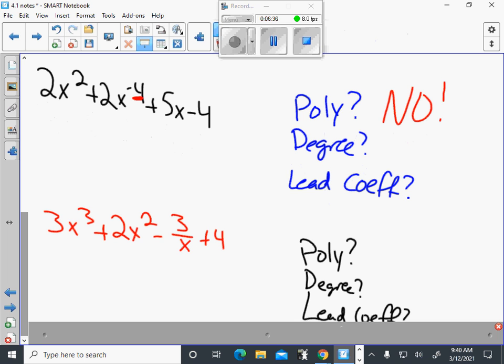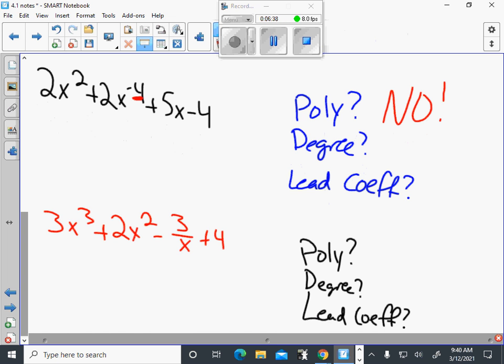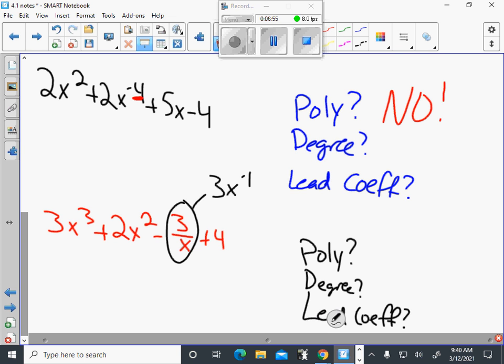This one, 3x to the 3rd plus 2x squared minus 3 over x plus 4. Is this a polynomial? That 3 over x is really saying 3x to the negative 1. Whenever we have a negative exponent, it's like we have a fraction. So, negative exponent or a fraction with an x involved? No, not a polynomial.